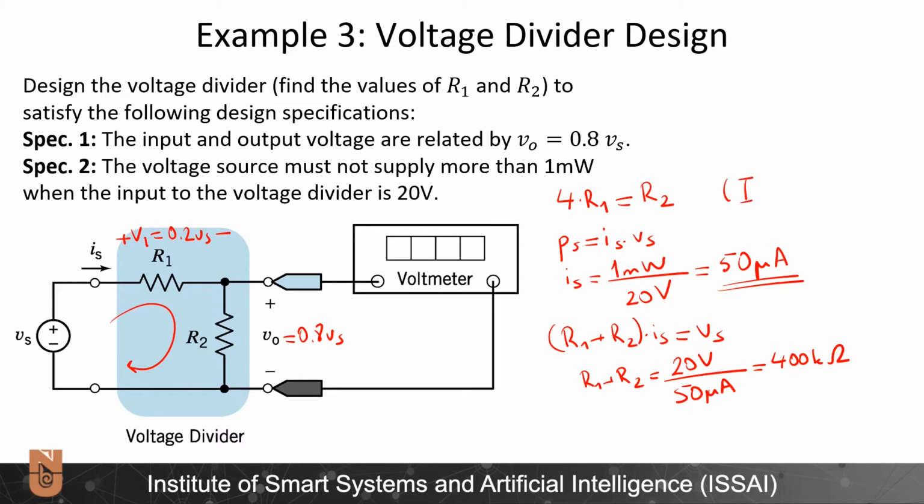From equation 1 and from equation 2, I can write that 5R1 is equal to 400 kilo ohms, and I find R1 is equal to 80 kilo ohms. Using equation 1, I can find the value of R2 as 320 kilo ohms. By finding these R1 and R2 values, I conclude my design problem.